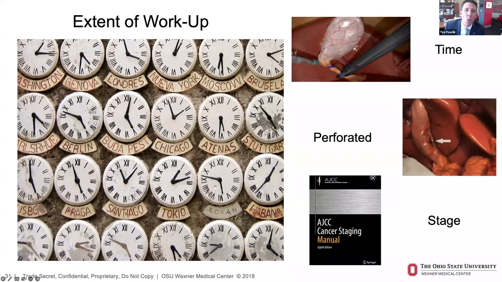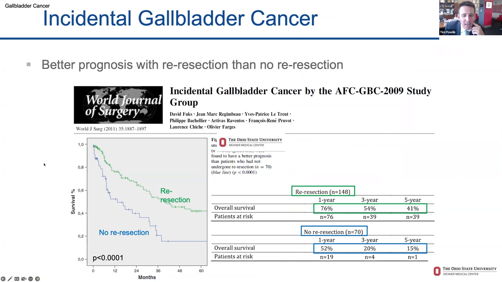And then I look at what's the stage. Was it a T1, T2, T3 lesion? What was the node, if they got the Calot's node out? Because we know that in general, re-resection of these lesions has a benefit. For patients who are T1b, T2a or b, I would argue, or T3 disease, re-resection with formal segment 4B, 5 resection with the lymphadenectomy, these patients have an overall survival benefit.